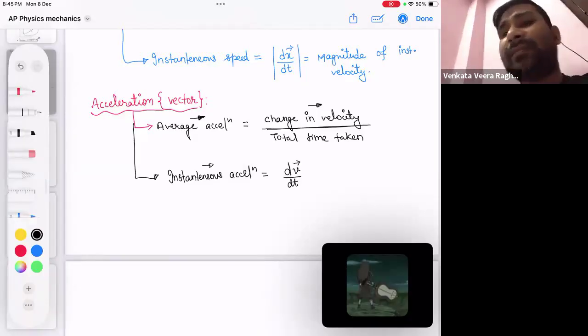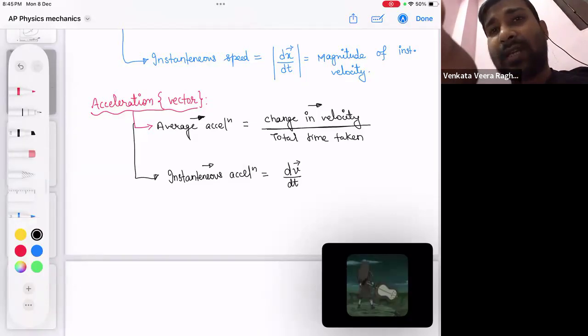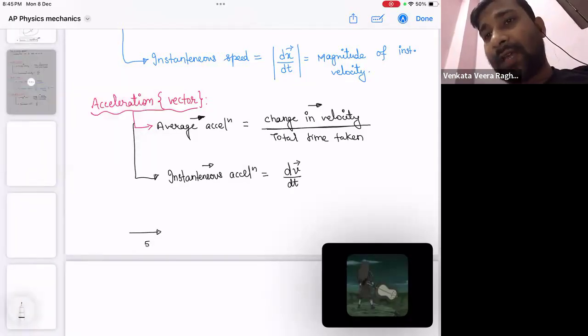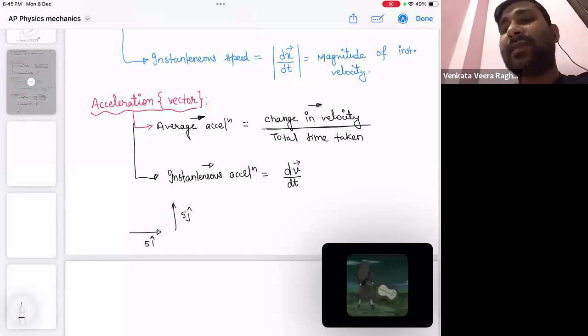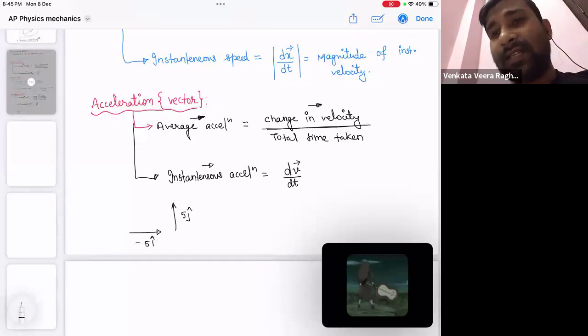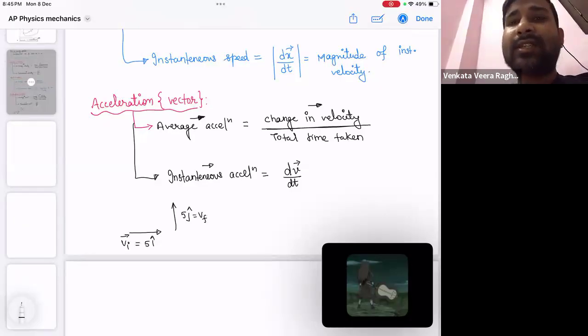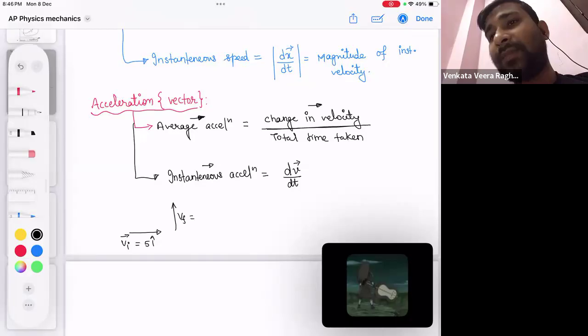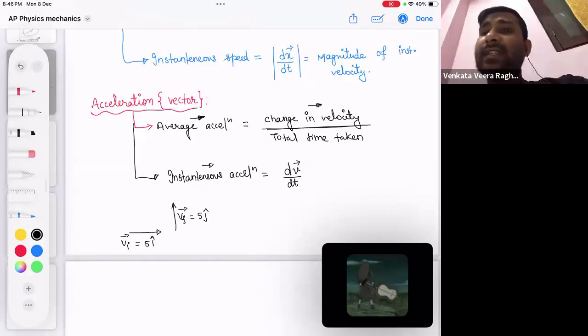Let me just ask you a very simple question. A particle's velocity is right now 5 i cap, and after some time its velocity becomes 5 j cap. This is the initial velocity, this is the final velocity. Can you tell me, is there any change in speed? Listen to my question carefully.